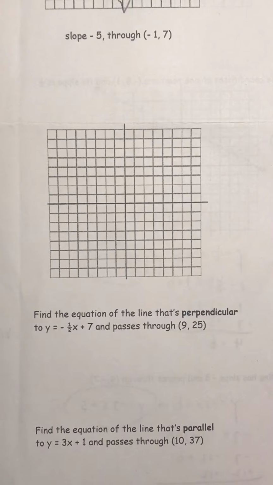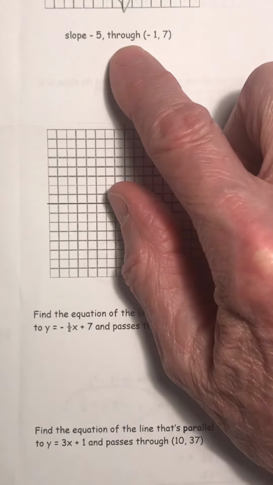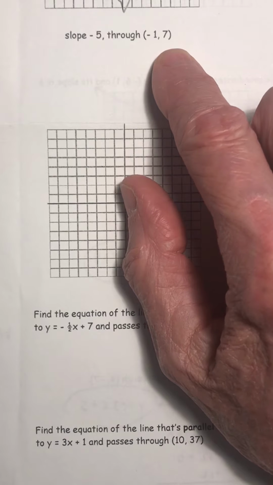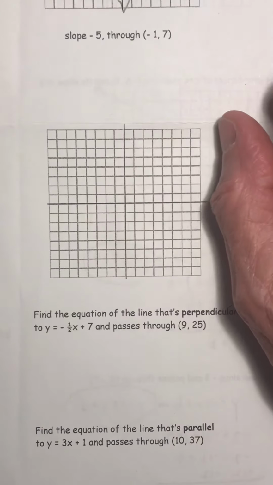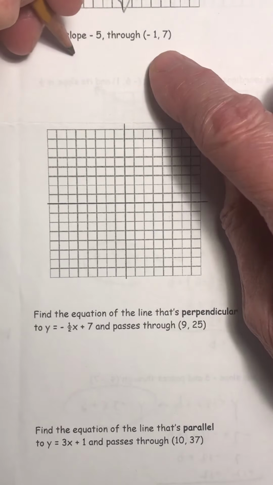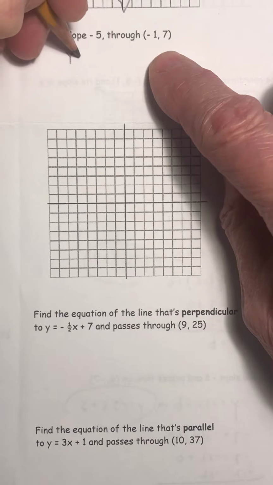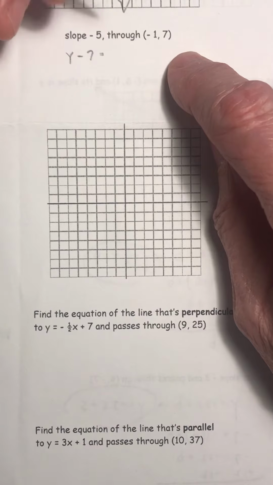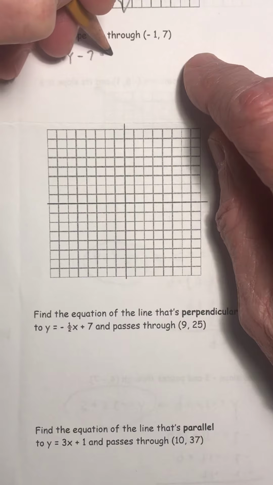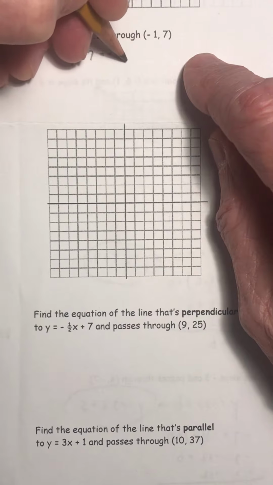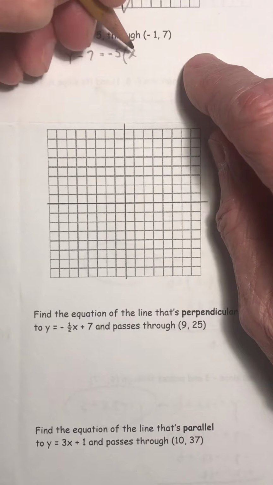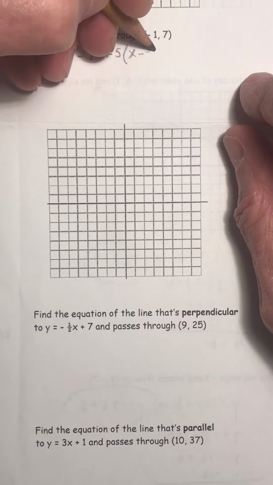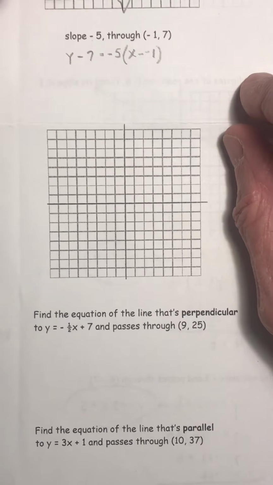Picking up where we left off, we're looking for the equation of the line with a slope of -5 that goes through the point (-1, 7) using the point-slope form. I begin by writing y minus the y value of the given point equals the slope times x minus the x value of the point. So x minus a -1 is what we have.